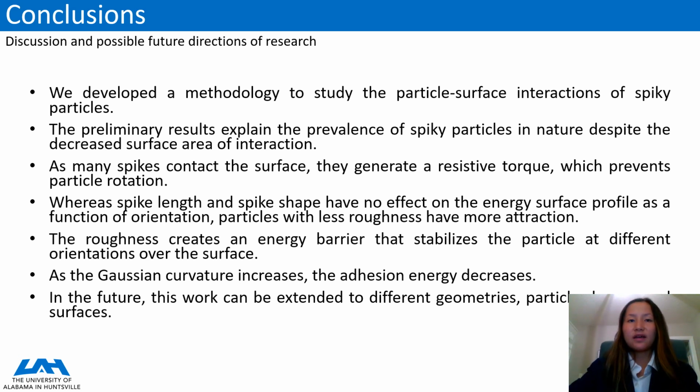And whereas spike length and spike shape did not affect the energy surface profile, particles with less roughness were shown to have more attraction. So basically, even though the spike shape and the spike length changed, the shape of the energy profile of each of the graphs was basically the same, only the potential energy of the graph changed. However, when the spikes were lengthened and the particle was more rough, there was less attraction.